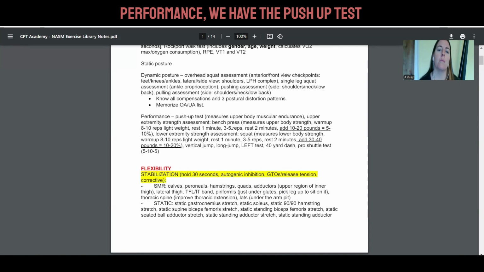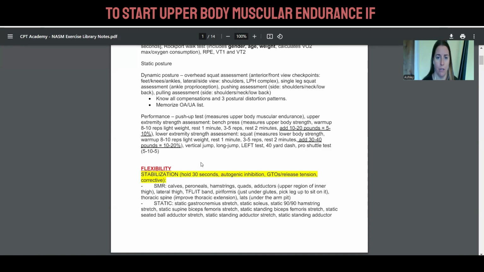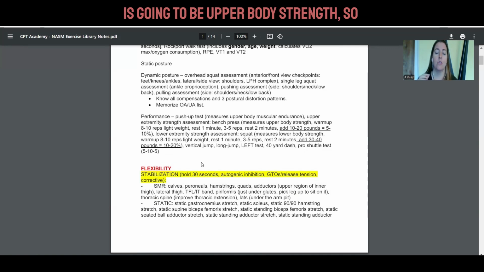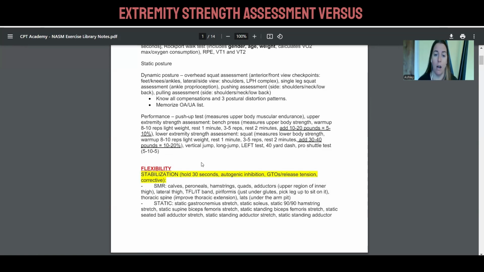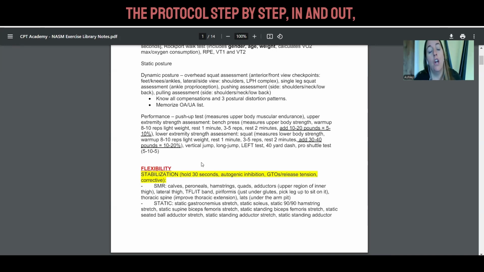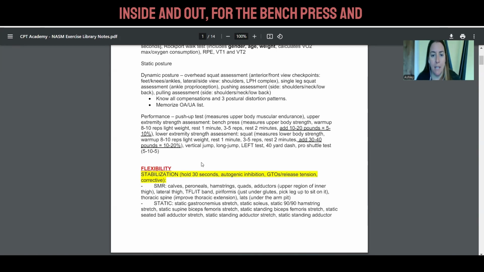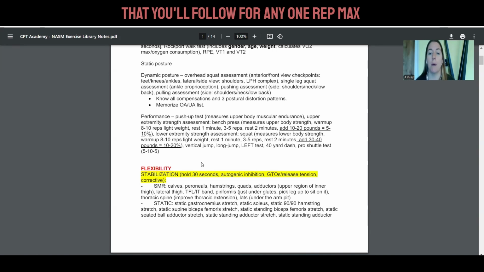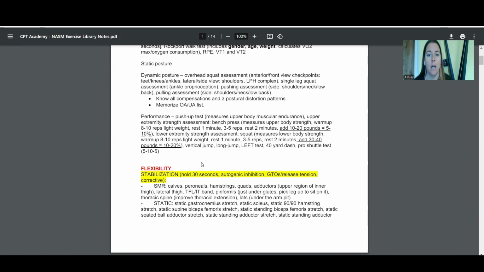All right, performance. We have the push-up test to start, upper body muscular endurance. If we did a bench press test, this is going to be upper body strength. So that is going to be called the upper extremity strength assessment, versus squat is going to be lower body strength, lower extremity strength assessment. Know the protocol step by step, inside and out, for the bench press and the squat. And this is the same technique that you'll follow for any 1 rep max testing, where it's going to be submaximal. We're going to go to 3 reps.